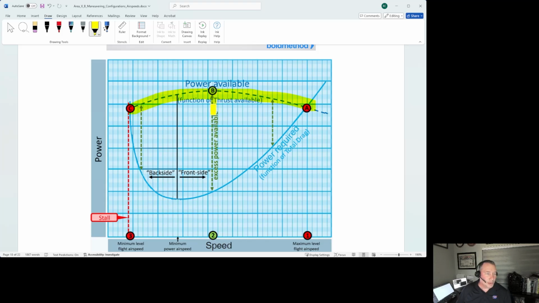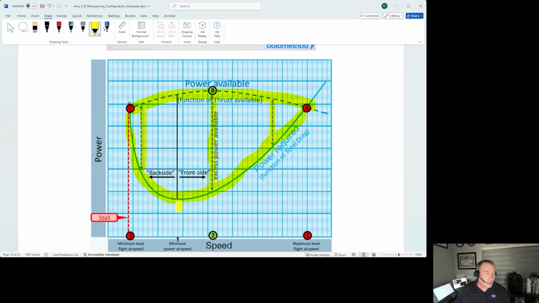The next thing I want you to notice is the excess power available. Now, this depends on the particular point in the chart that you are, the particular airspeed you're flying at. And there is a point here where that is at its maximum. This curve, the power required curve, looks a lot like the total drag curve, and it is because it is a function of total drag. Okay, so one is based on the other. So the more drag you have, the more power is required.